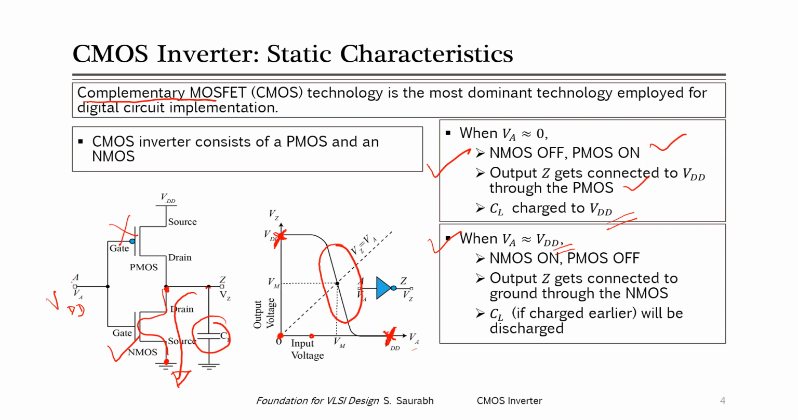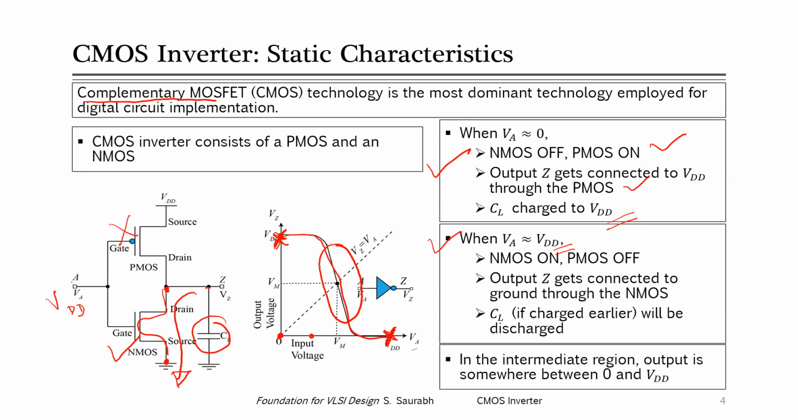Now in between, at the extreme points, that is the points shown by these crosses, one of the transistors is off, right? But in the intermediate region, both the transistors will be in the on state, and they can be either in the saturation region or in the linear region, right? So if we do the simulation and obtain the static characteristics, we'll get a curve something like this, right?